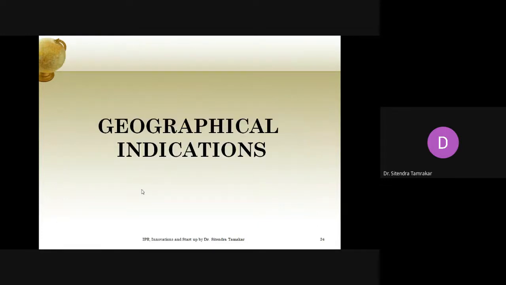The GI, or the geographical indications. The geographical indications. It's called the GI.